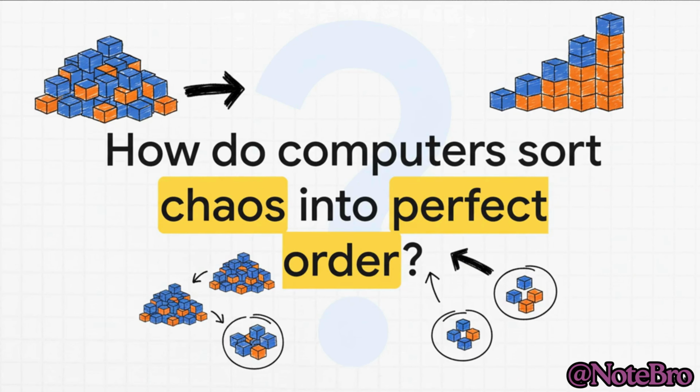I mean, think about it. We are just drowning in data. So how do computers actually sort all that chaos into perfect order? Well, merge sort is one of the classic, most powerful answers to that very question. It's a beautiful strategy for creating order out of, well, a mess.